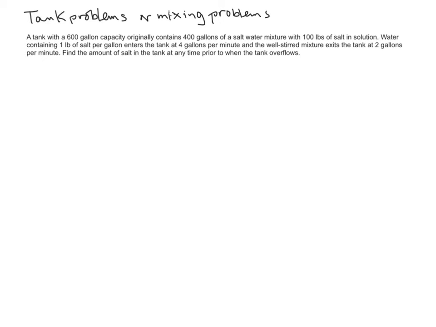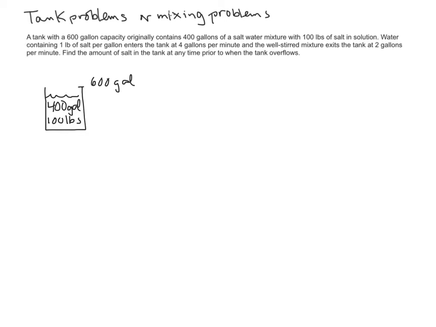And when I read this problem, I'm going to draw a picture because that's what I do. So we have this tank, and it has a 600 gallon capacity. So possibly at the top here, we could have 600 gallons of this stuff. And it originally contains 400 gallons of a saltwater mixture. Okay, so we got this saltwater mixture in here, 400 gallons, and with 100 pounds of salt. Okay, so that's initially what's in this tank.